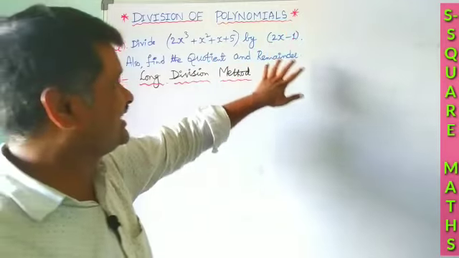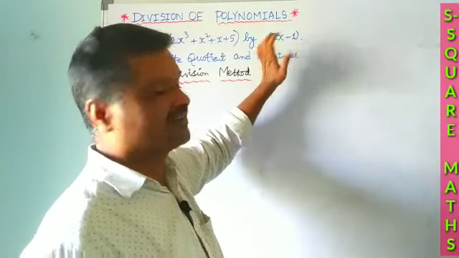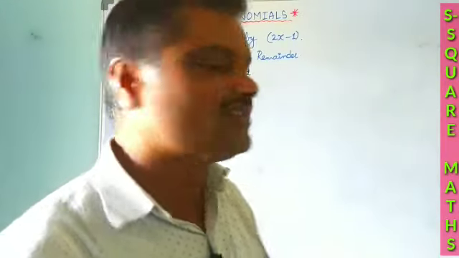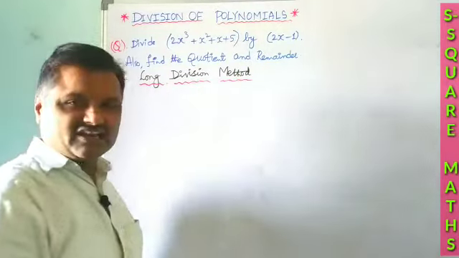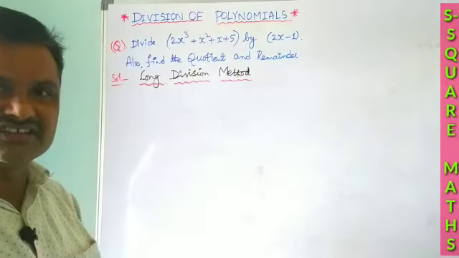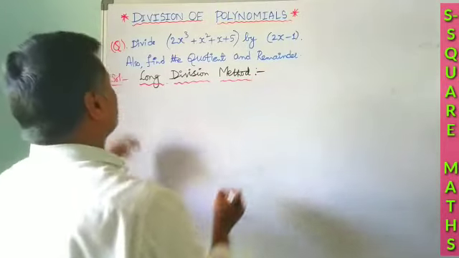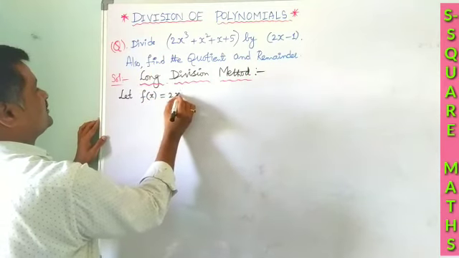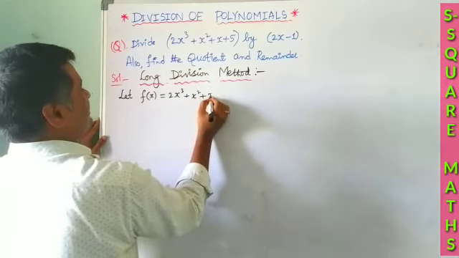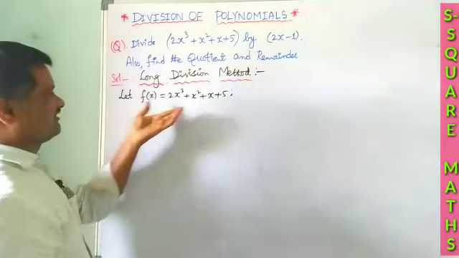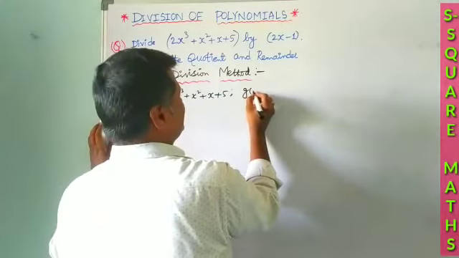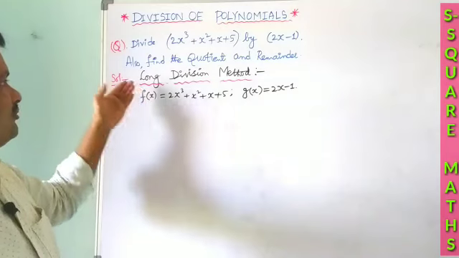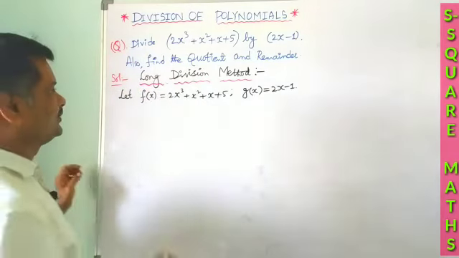If you observe the divisor carefully, the coefficient of x is 2 here. In the previous problems we discussed the coefficient of x as 1. So we are going to perform our division by the long division method. Let f of x be our polynomial 2x cube plus x square plus x plus 5, which is our dividend, and g of x is 2x minus 1, which is our divisor. So we continue by the long division method.